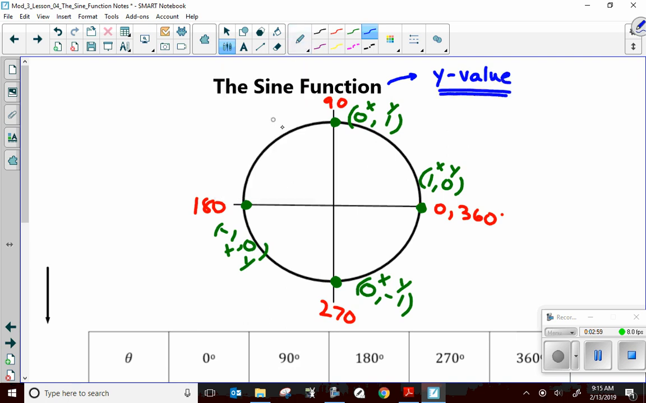So the sine of 0 degrees is the y coordinate at 0, which is 0. The sine of 90 degrees is the y coordinate, which is 1. The sine of 180 degrees is the y coordinate, which is 0. And the sine of 270, again, the y coordinate, is -1. And then when we come back to 360, it's the same thing as 0, okay? So the sine of 0 and 360 is 0.